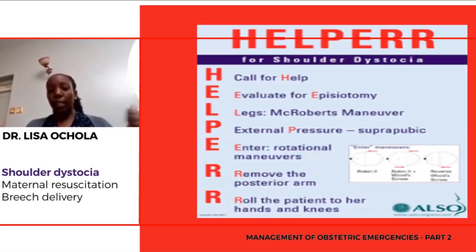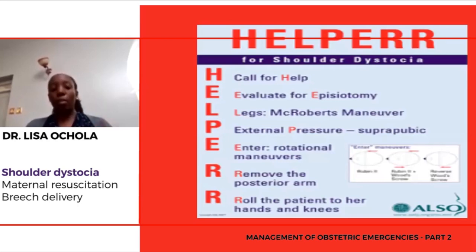So basically, you flex the hips and you also abduct the legs, which now increases the space for the pelvis. The sacral bone goes down and there's more space for the baby to come out. At the same time, you're putting external pressure, which is suprapubic pressure. The other E stands for enter the rotational maneuvers, which you're going to see in that. And then there's removal of the posterior arm. And if all of that fails to work, you roll the patient to her hands and knees and you repeat the same maneuvers. So again, all of this is not something that takes 1 minute. The space between all of them is about 10 to 20 seconds that is allowed in between that time.